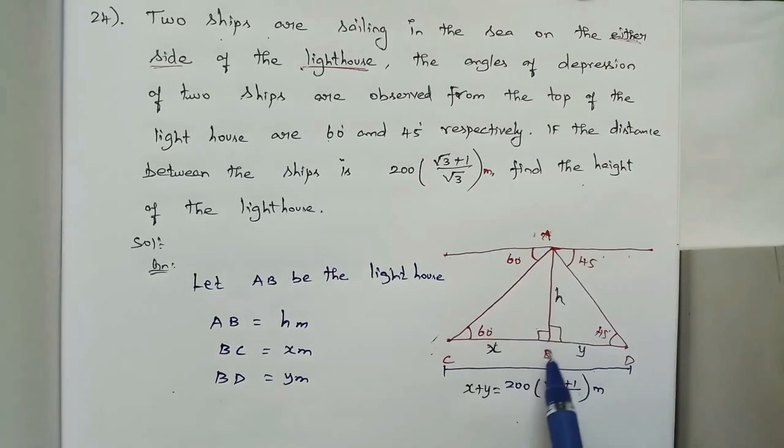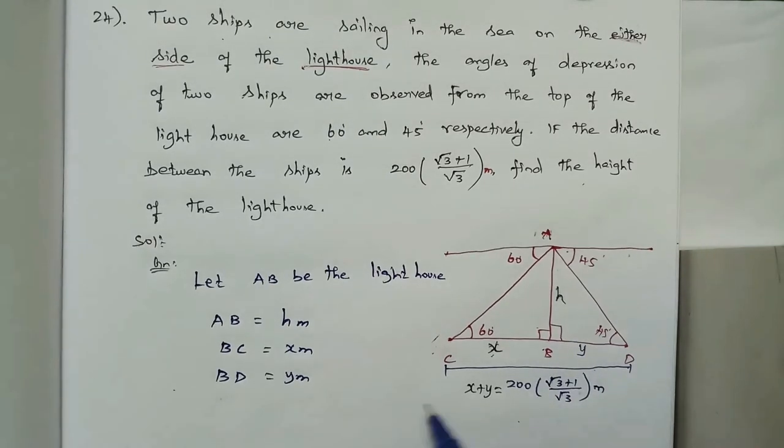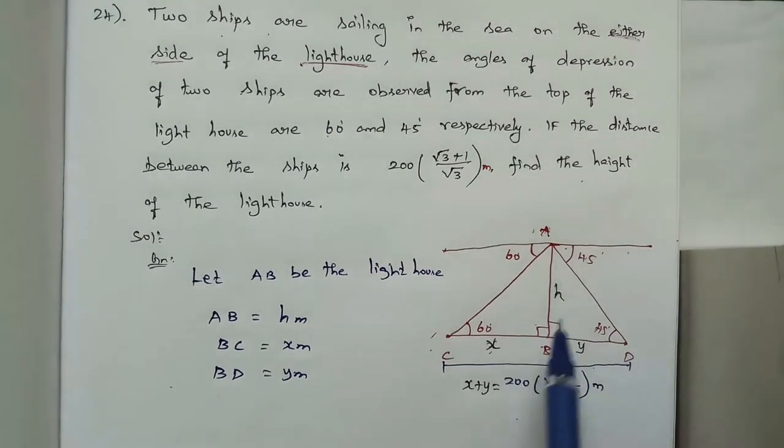One is ABC. In right triangle ABC, we know the angle 60 degrees, right? Adjacent side, opposite side. The adjacent side is x. The opposite side is h. In the second right angle triangle also, we know one variable, and both are variables. So by using the trigonometric ratio, we are going to find h, right?